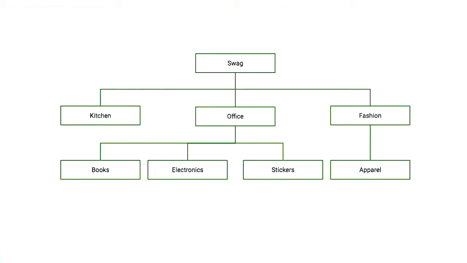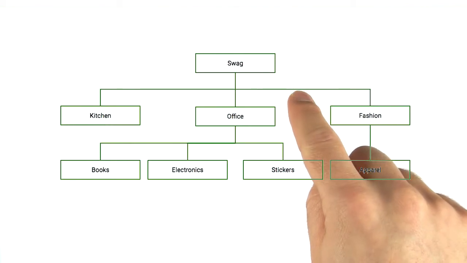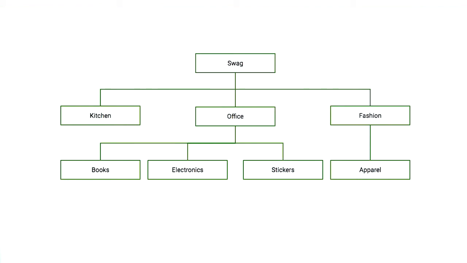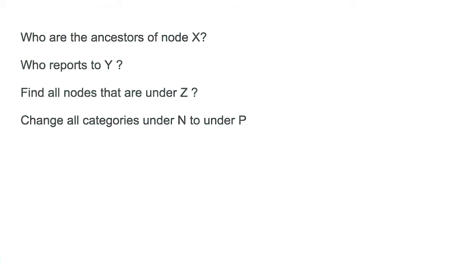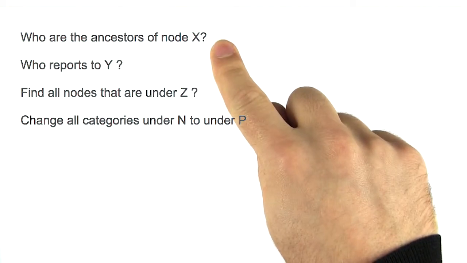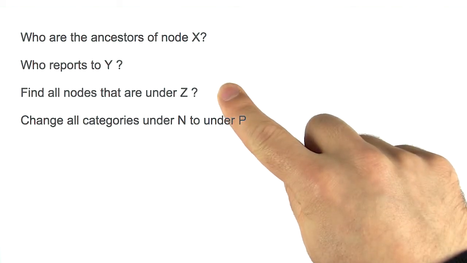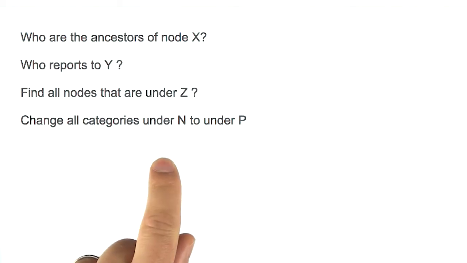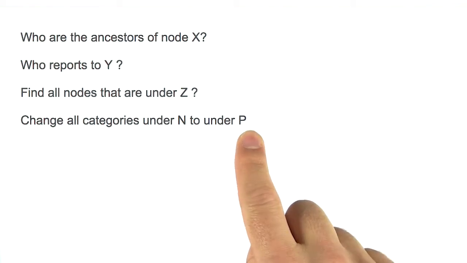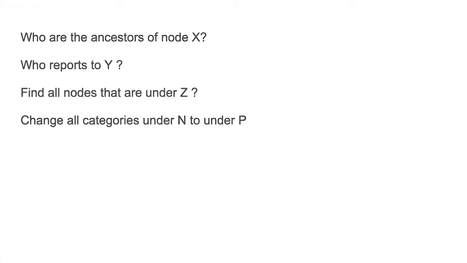All of these examples are hierarchical in nature, where there is a direct relationship between the parent nodes and the child nodes. Each hierarchical node relationship comes associated with common operations that will be useful to us in many situations regardless of the actual content of the database. Things like who are the ancestors of node X, who reports to Y, find all nodes that are under Z, or change all categories of N to under P. These are common operations applicable to any information that is hierarchical in nature.